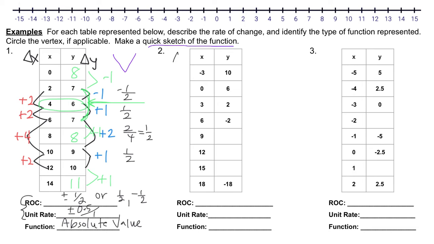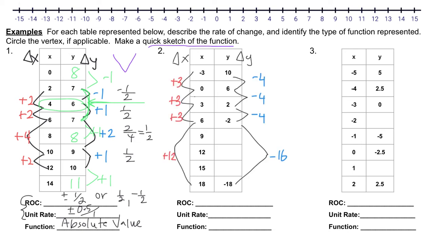I would like you to do the change in X and the change in Y for anything that is partnered up. So partnered up like this. My change in X's are all increasing, my change in Y's are all decreasing. I do not have a change in direction. I don't go from increasing to decreasing or vice versa. So this cannot be an absolute value.